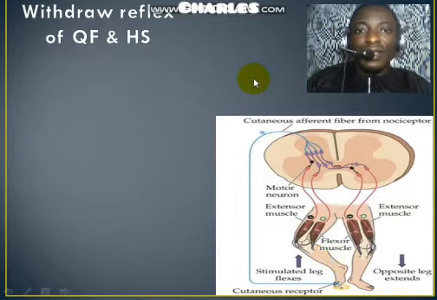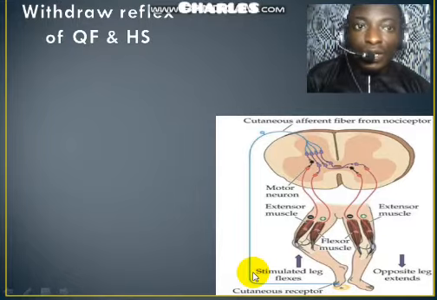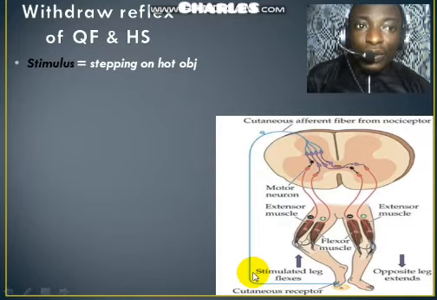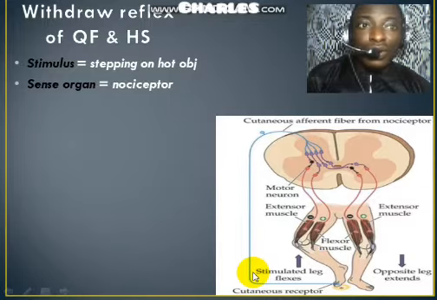Okay, we shall now look at the withdrawal reflex of the quadriceps femoris muscles and the hamstring muscles. The stimulus here is stepping on a hot object or a sharp object or any potentially harmful object. The sense organ here is the nociceptor. Remember, for stretch reflex, the sense organ is the muscle spindle, while for the inverse stretch reflex, the sense organ is what? The GTO.